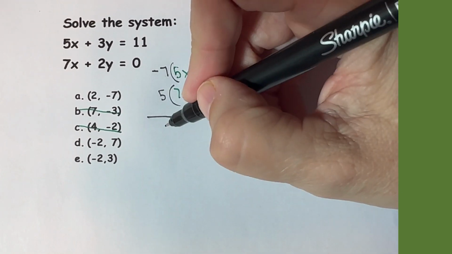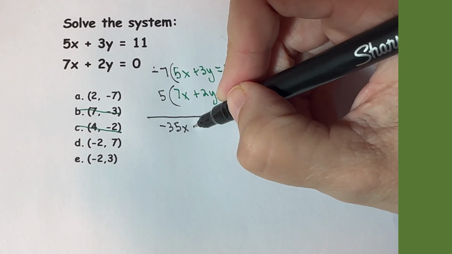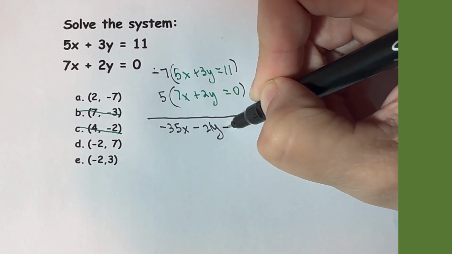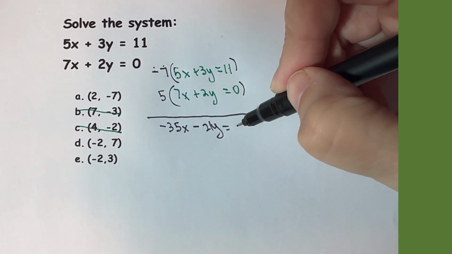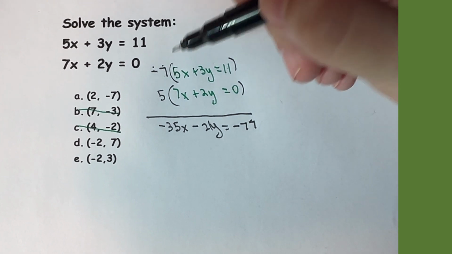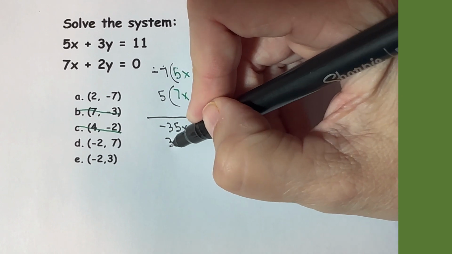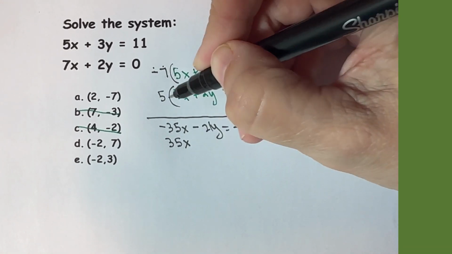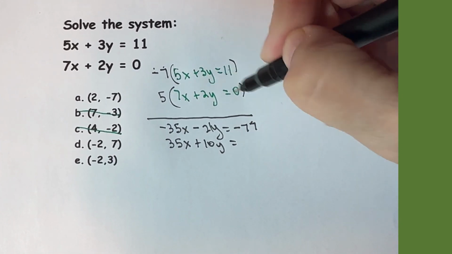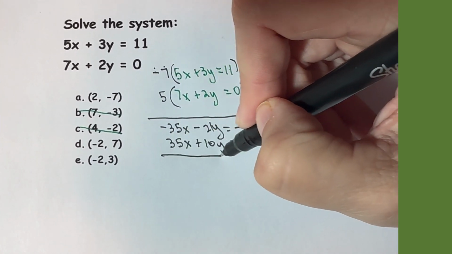-7 times 5x is -35x. A negative times a positive is a negative. 7 times 3y is 21y. A negative times a positive is a negative. 7 times 11 is 77. Now let's look at the bottom. A positive times a positive is a positive. 5 times 7 is 35. 5 times a positive 2y is 10y. And 5 times 0 is 0. Make sure you multiply everything by that number out front.